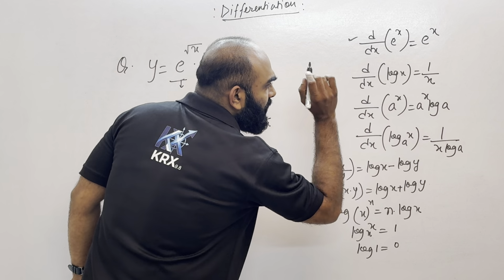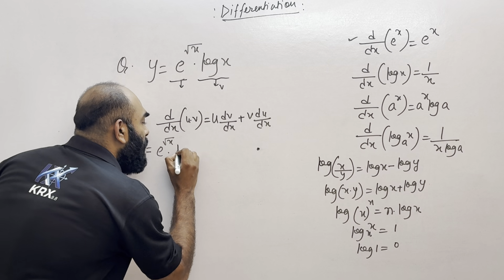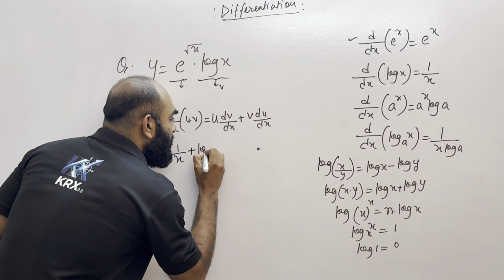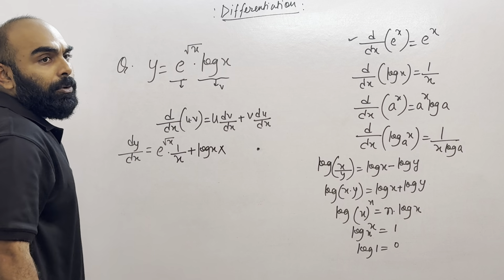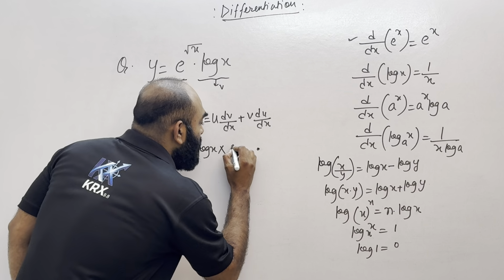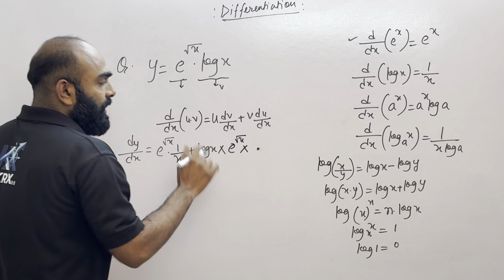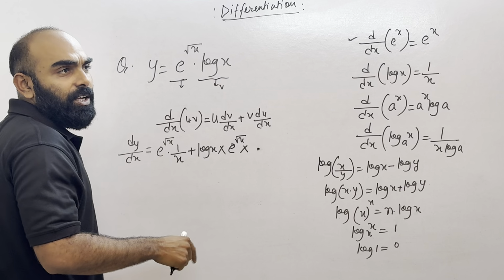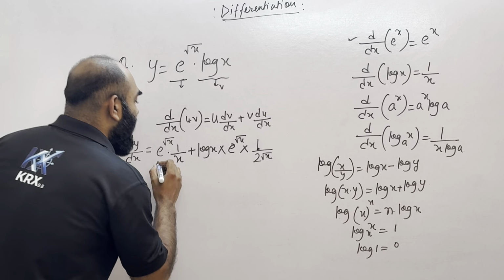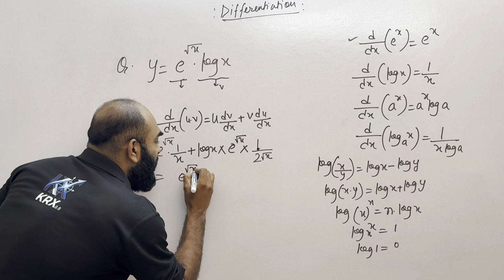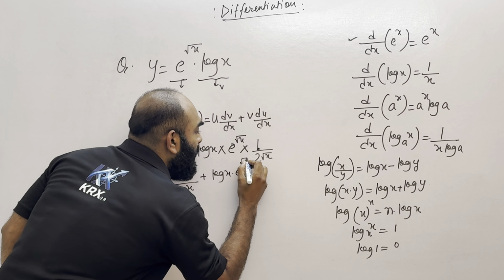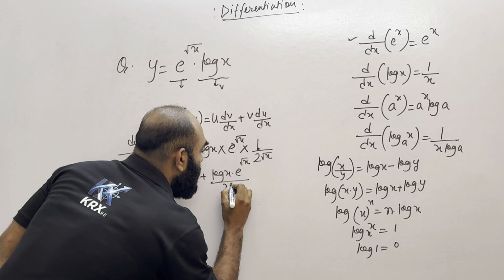Log x differentiation with respect to x is 1 by x. So it will be 1 by x, plus v. What is your v? Log x, into the differentiation of e to the power root x. We just did e to the power root x differentiation. Is it e to the power x? No, sir, it is root x. So again differentiate. Root x differentiation is 1 by 2 root x. So finally we have e to the power root x divided by x, plus log x into e to the power root x divided by 2 root x.